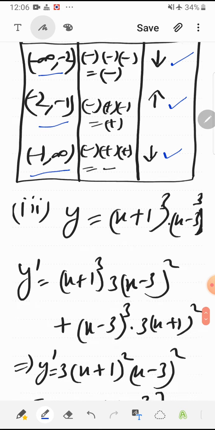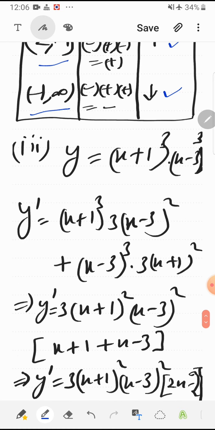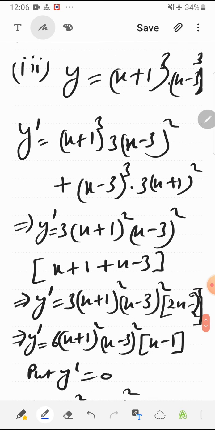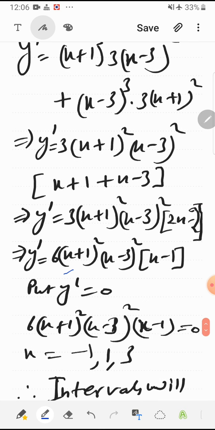So one question I am doing of this kind: y is equal to x plus 1 whole cube into x minus 3 whole cube. If we take the derivative, by the product rule, it is x plus 1 whole cube into 3 into x minus 3 whole square plus x minus 3 whole cube into 3 into x plus 1 whole square. Taking common and doing necessary simplification, we are left with this expression: 6 into x plus 1 whole square into x minus 3 whole square into x minus 1.